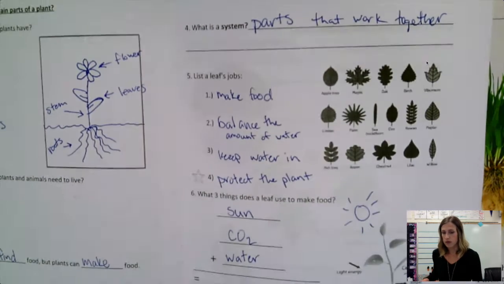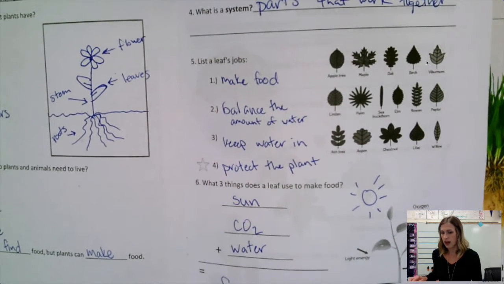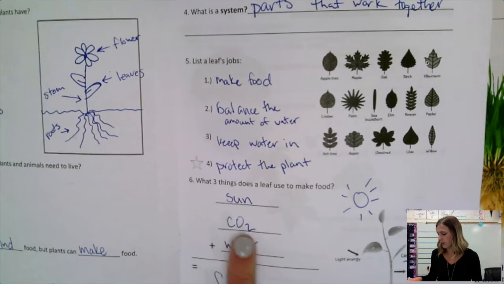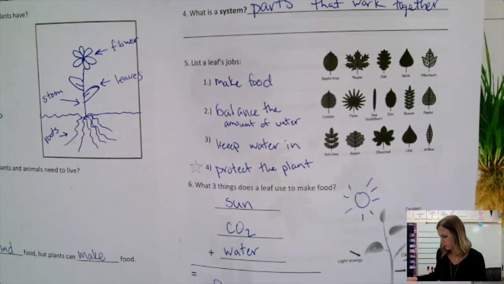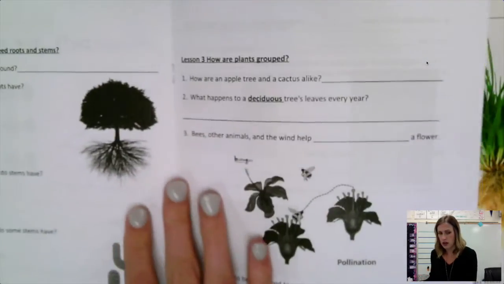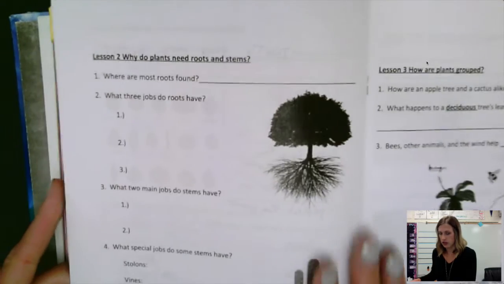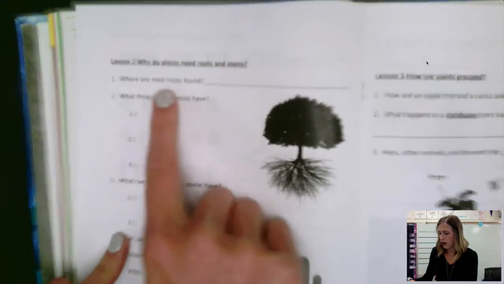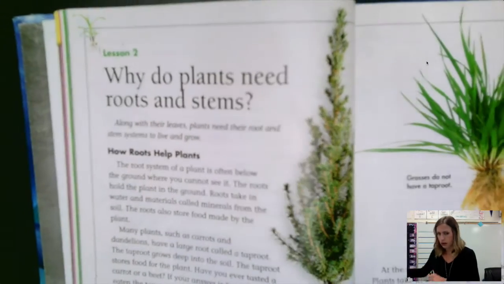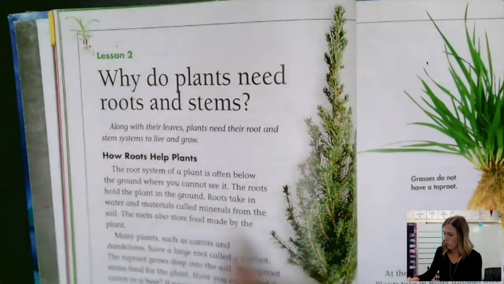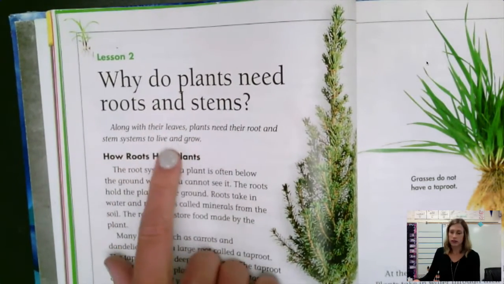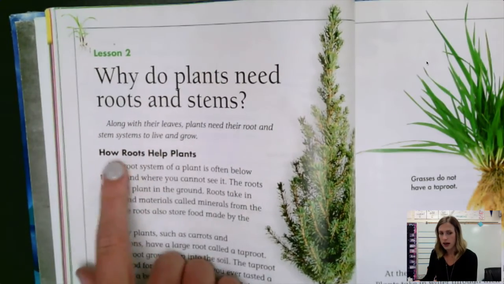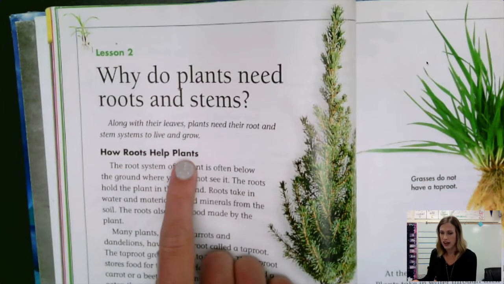Now, remember we said plants can make their own food, and most of that happens in the leaves. So they need sun, carbon dioxide, which remember we had abbreviated as CO2, and water. Now today, as we look more specifically at roots and stems, go ahead and turn that page over. Okay, first question we're looking for is, where are most roots found? Let's read on page 10. Why do plants need roots and stems? Along with their leaves, plants need their root and stem systems to live and grow. How roots help plants? This is right on page 10, remember.